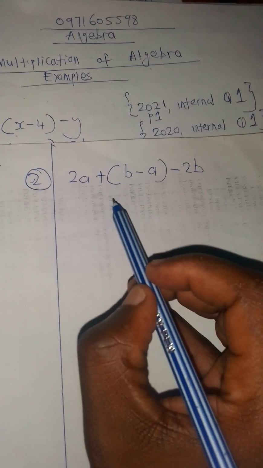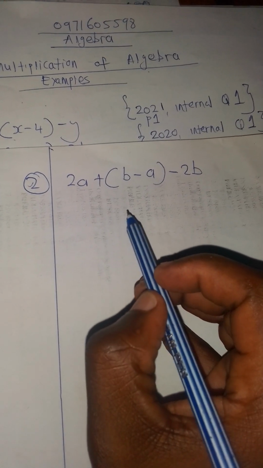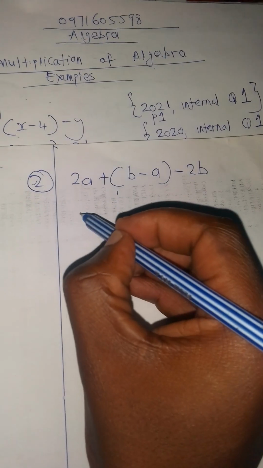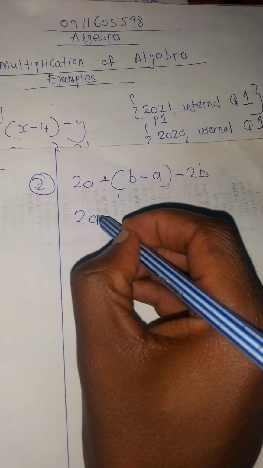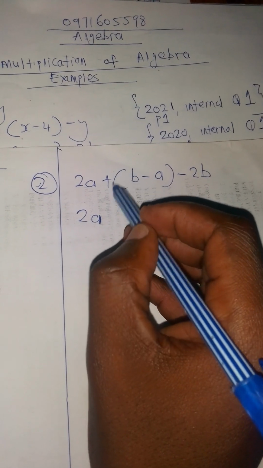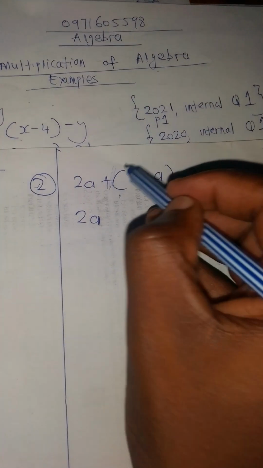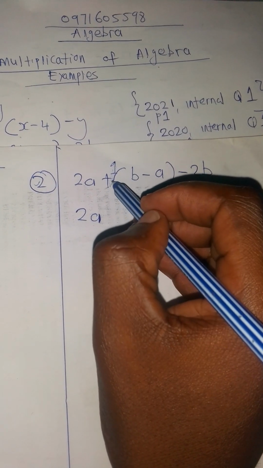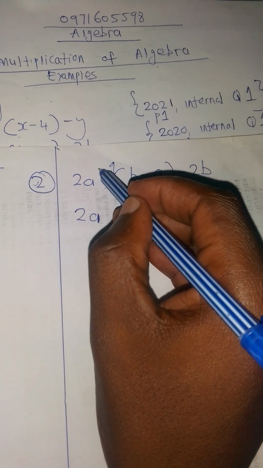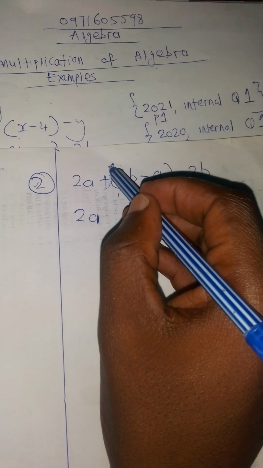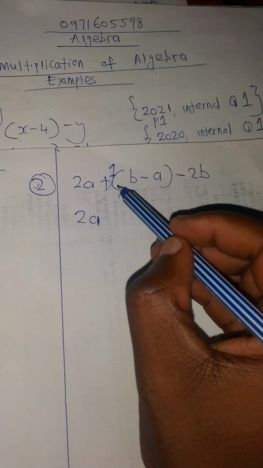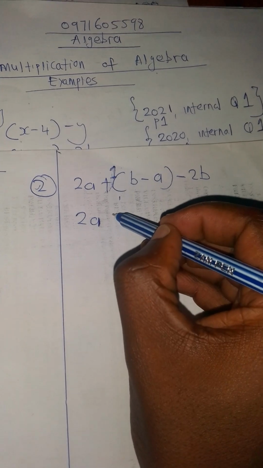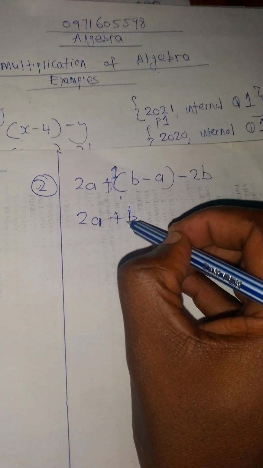Now, when it is like this again, the most important thing is to work out the brackets. So this 2a will be maintained. Now, here there is an invisible 1. It's the same as there is 1. Since this is positive, meaning there is positive 1. If it was negative, we could have said negative 1. So here there is an invisible 1. So we're going to say positive 1 times b, we are going to have positive b.